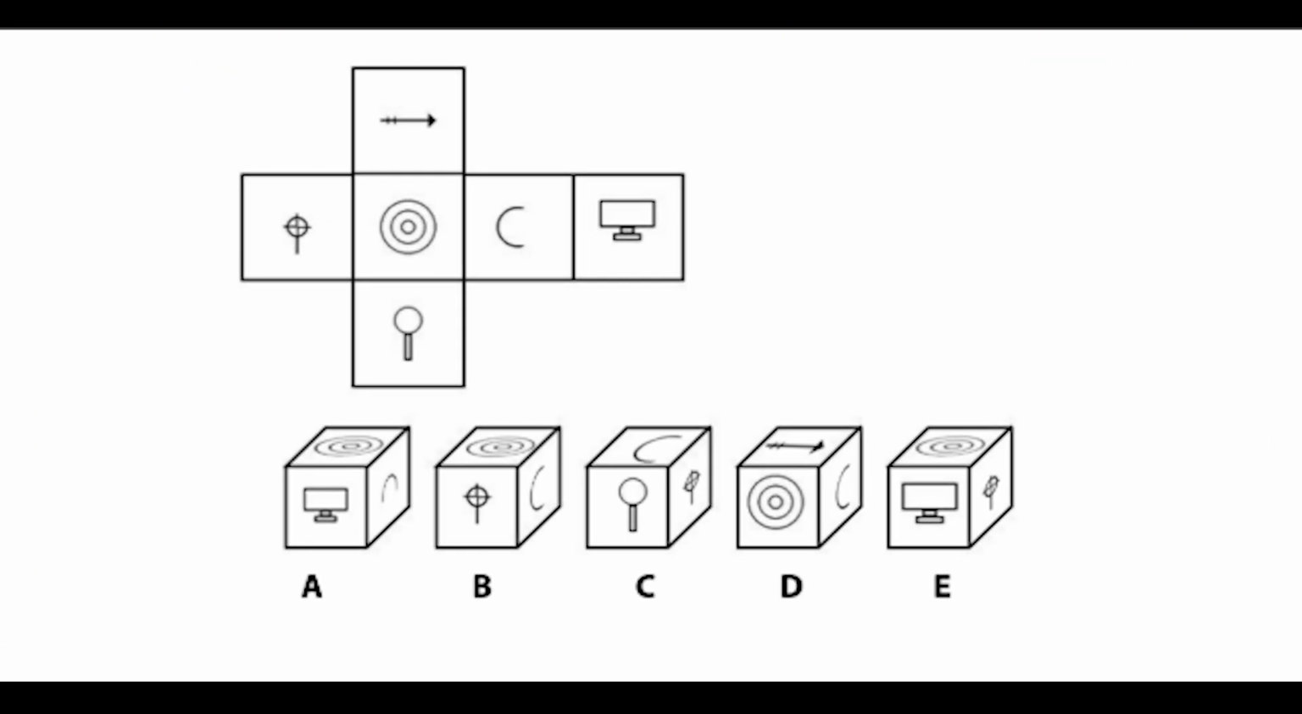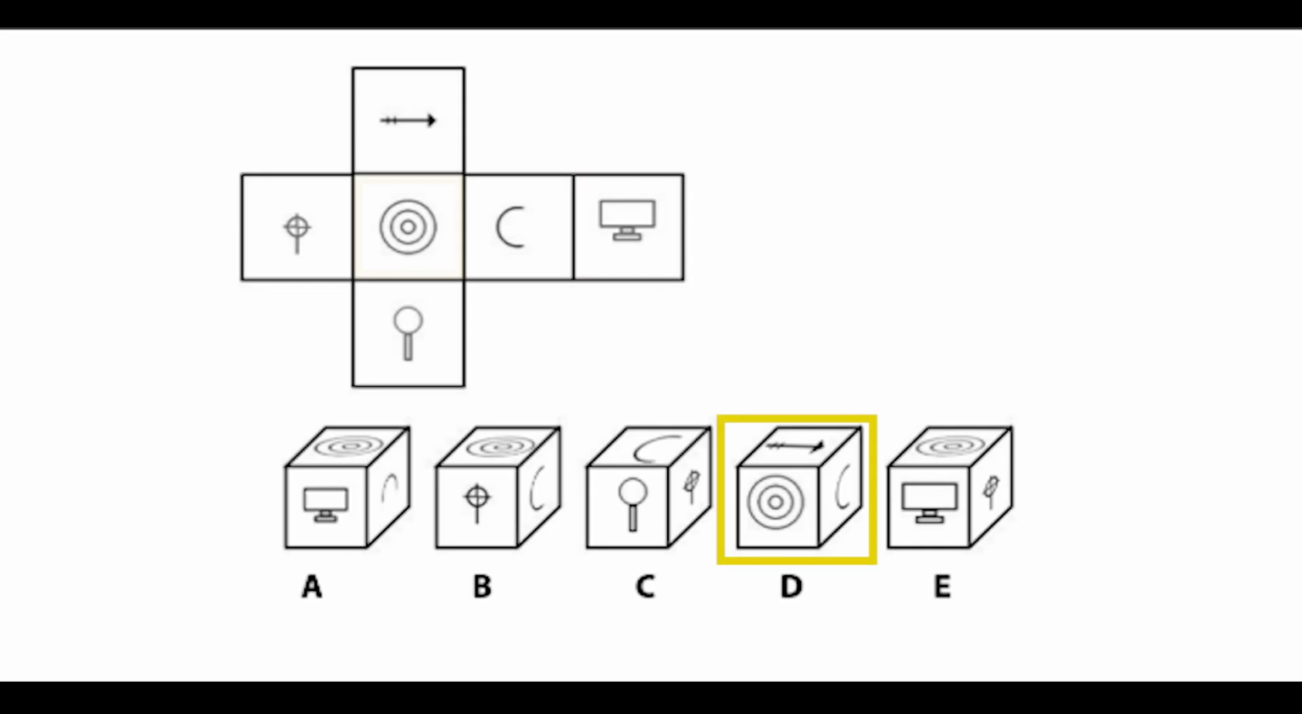Let's solve another CubeNet question step by step. We are given a CubeNet showing 6 faces with different symbols: a target symbol, circle, crescent, arrow, a dot pad, and a monitor icon. When we fold the cube, the target symbol is opposite the crescent, the circle is opposite the monitor icon, and the arrow is opposite the dot pattern.